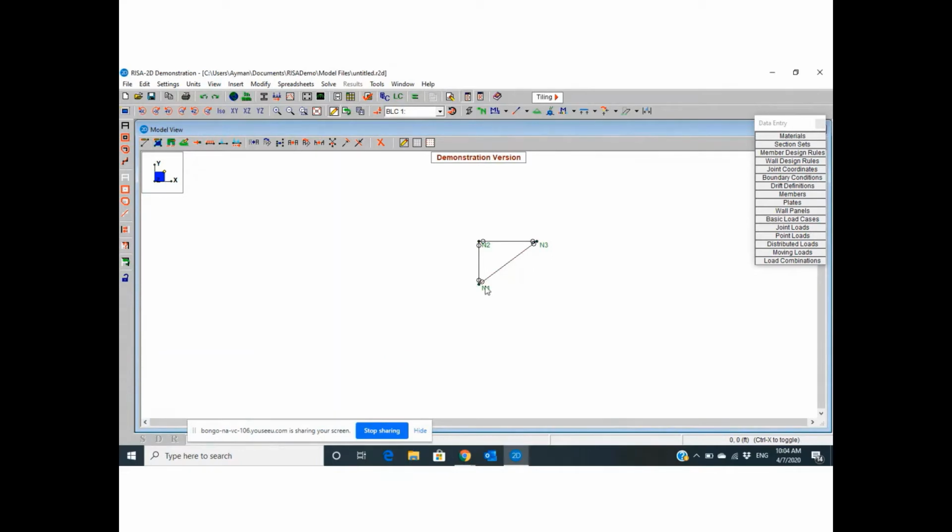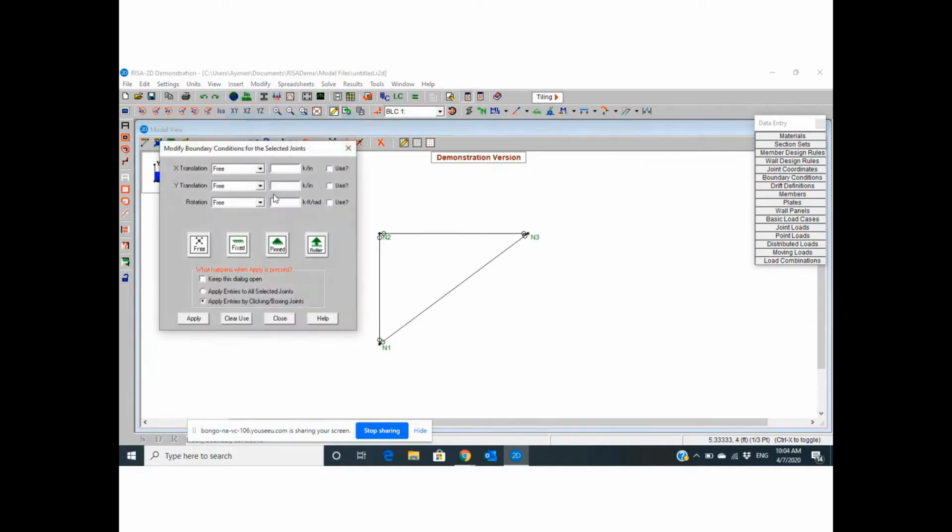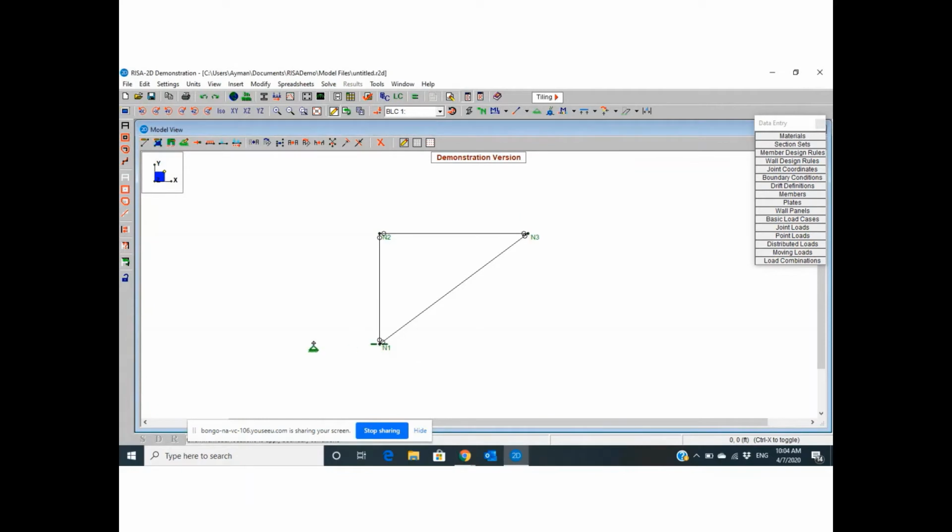We have roller here. This roller has horizontal reaction and there is no vertical reaction. So please insert boundaries. I will select roller, but the default roller in RISA give you reaction only in Y, but I need reaction in X. So I will create my roller with my hand. I need reaction in X and free in Y. Apply, go ahead and put your roller here.